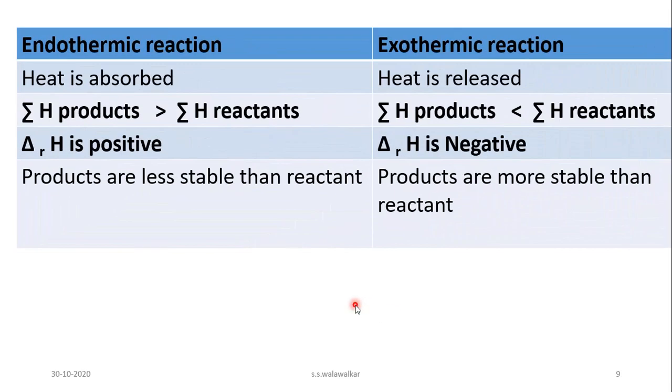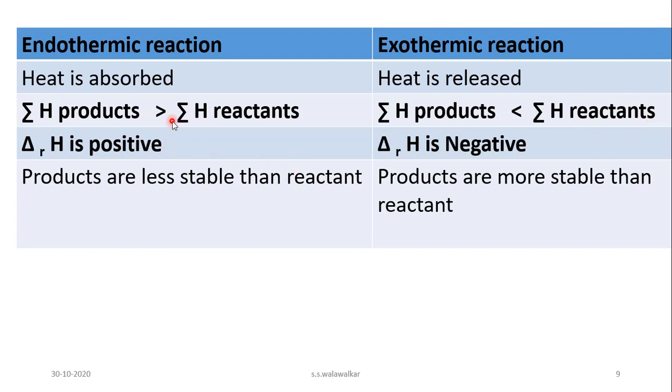So what are the differentiating points between endothermic and exothermic reaction? In endothermic reaction, heat is absorbed, and in exothermic reaction, heat is released. In endothermic reaction, summation of enthalpy of product is greater than summation of enthalpy of reactant, or sum of enthalpies of product is greater than sum of enthalpies of reactant. And in exothermic reaction, sum of enthalpies of product is less than sum of enthalpies of reactant.